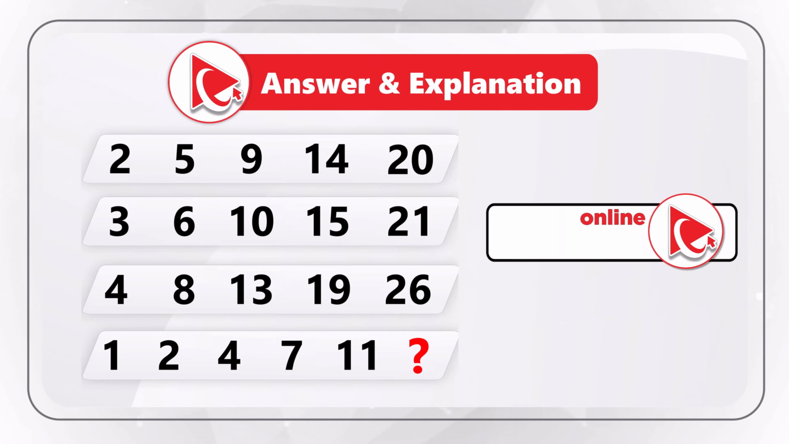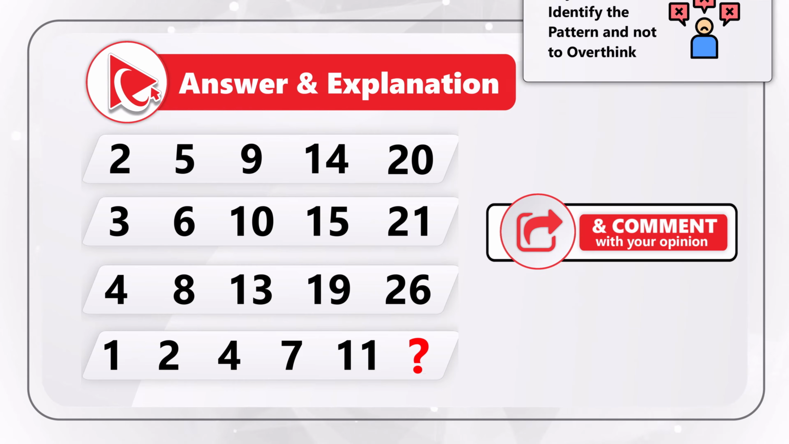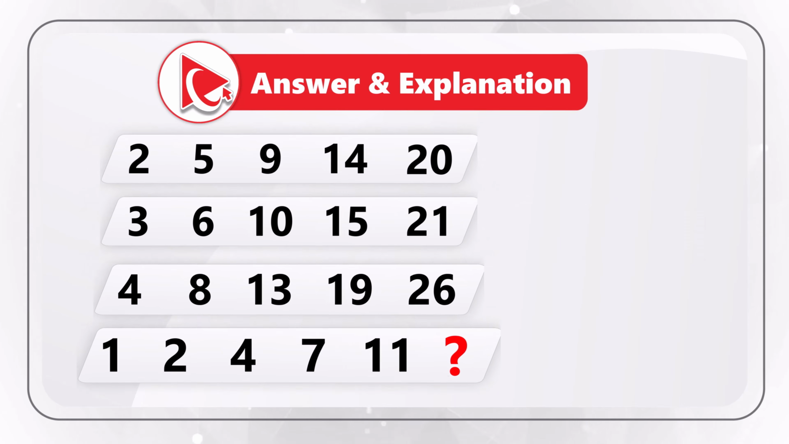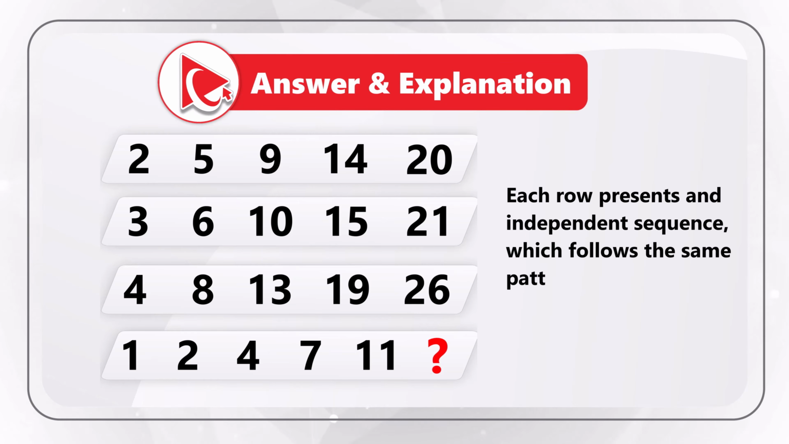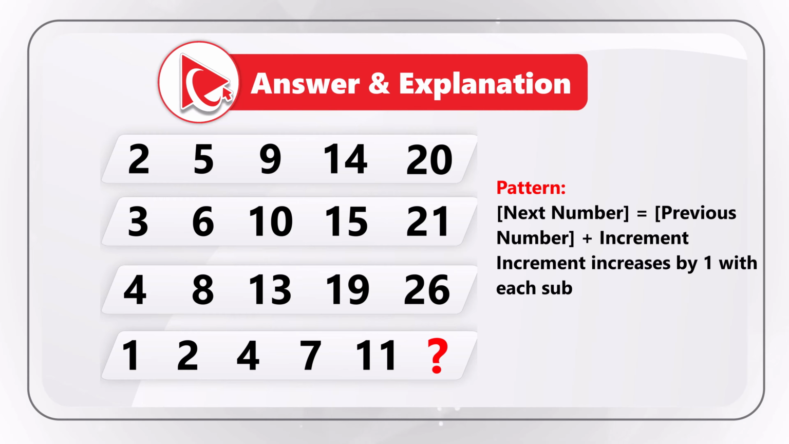The key to solving these types of challenges is obviously to identify the pattern and not to overthink it. If we look at the series of numbers, we have 4 independent rows, and each row represents an independent sequence which follows the same pattern. So what is the pattern? And the pattern here is rather simple. The next number is calculated as the previous number plus the increment. The increment increases by 1 with each subsequent number.